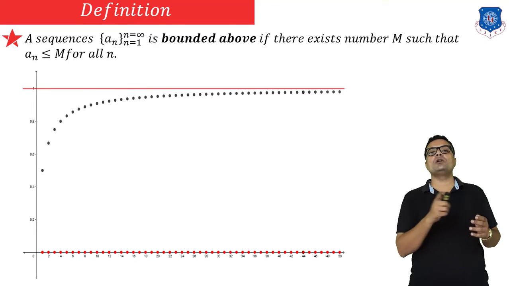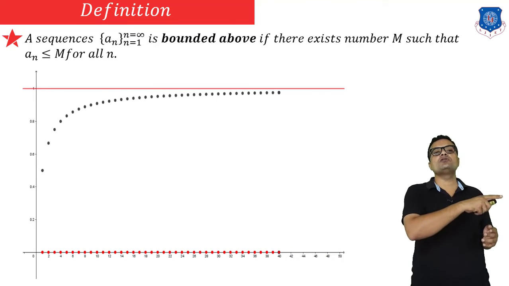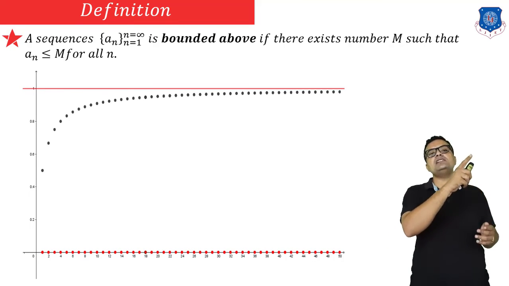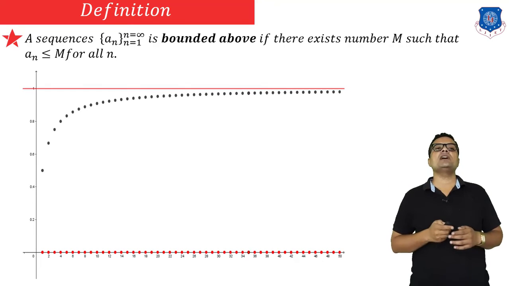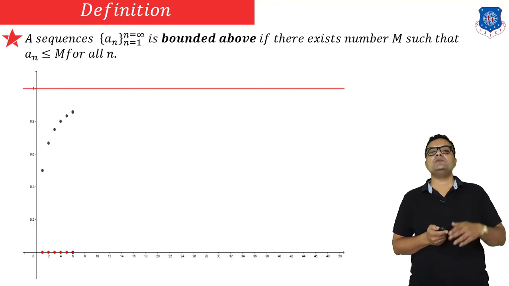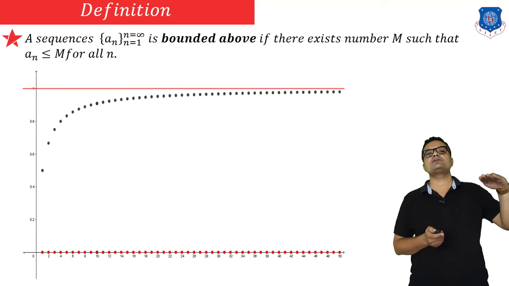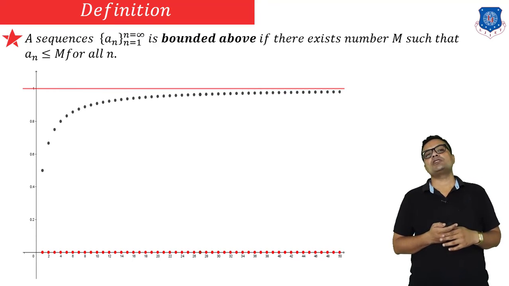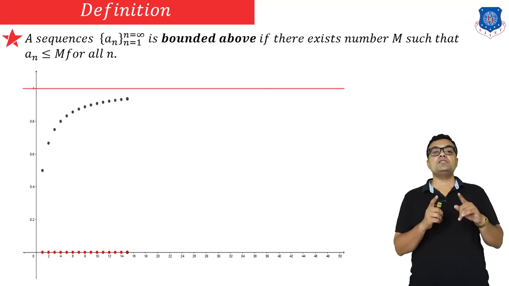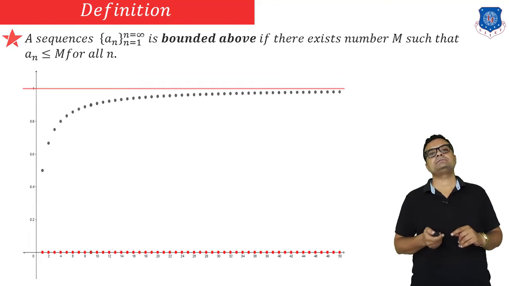See, if I move my point from n equal to 1 to n equal to infinity, my values of an are increasing initially, and then suddenly they will be stopped by that value which is given by the red line. So that means that red line is the uppermost bound for the given sequence. So your values are not going to increase above this particular bound. So that means this sequence is a bounded above sequence.